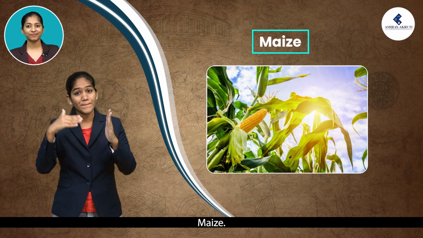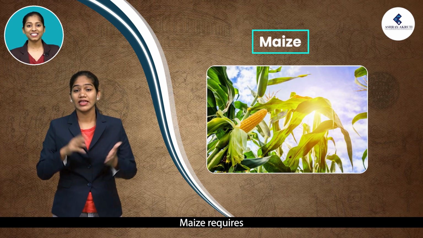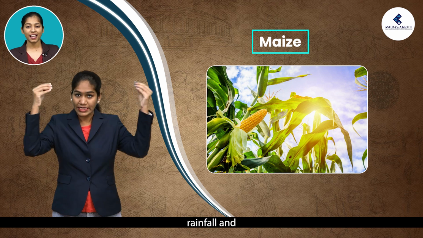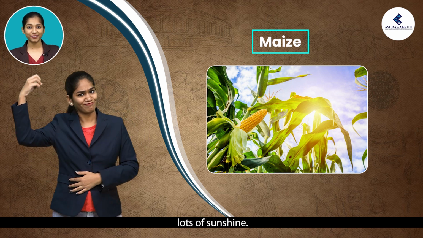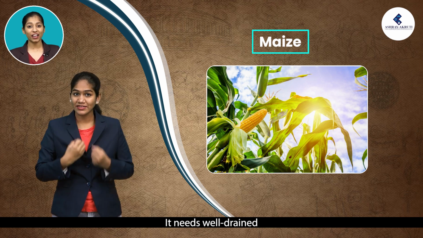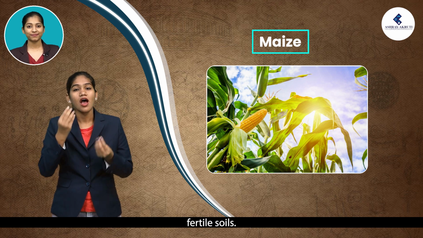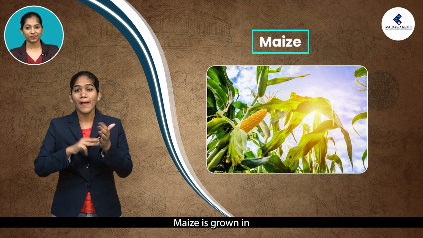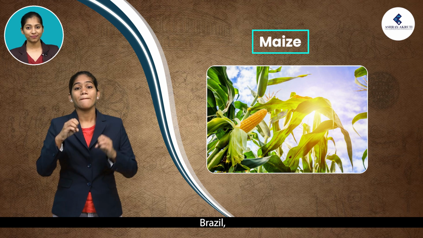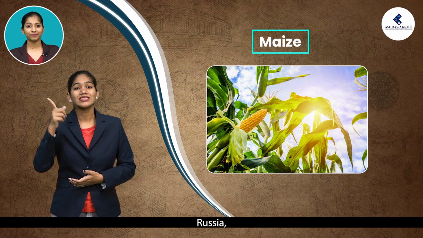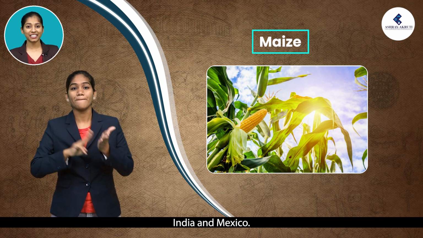Maize. Maize requires moderate temperature, rainfall and lots of sunshine. It needs well-drained, fertile soils. Maize is grown in North America, Brazil, China, Russia, Canada, India and Mexico.